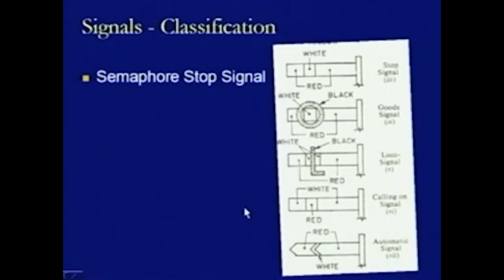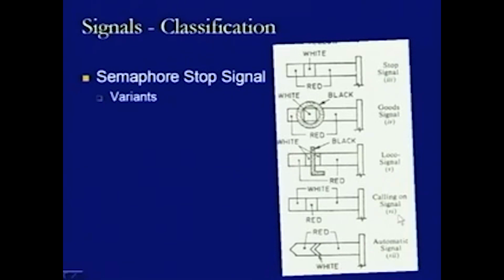Similarly, we have other variants also available. Some of the important variants are again shown here. This we have already seen, that is a stop condition where the red background is provided with a white band. This is the circular condition. The circle has a certain thickness which is black in color, and this is for goods signals. In the case of a locomotive signal, an L is provided just in front of the white band. So, this L overlaps the white band and defines a locomotive signal. So, locomotives have to follow this one.